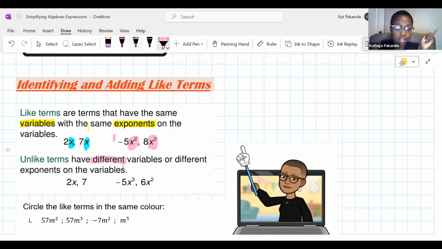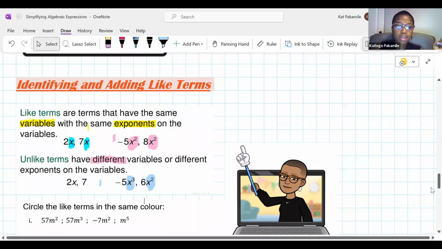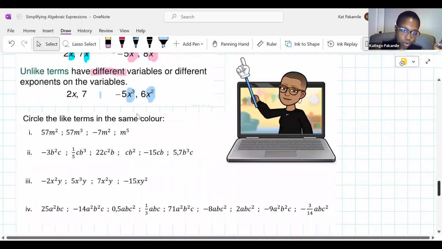Let's check here. X cubed, x squared. They both have an x, but the one has 3 and the other has 2. So these are unlike terms. So who's going to help me circle the like terms in our question over here? Anyone want to help me with the like terms?